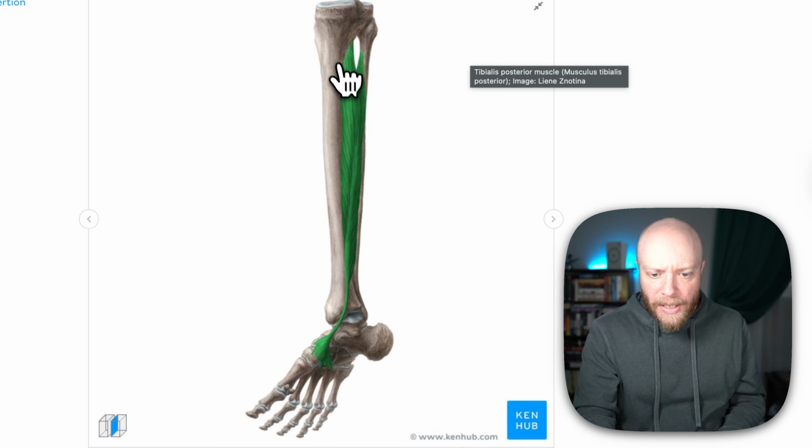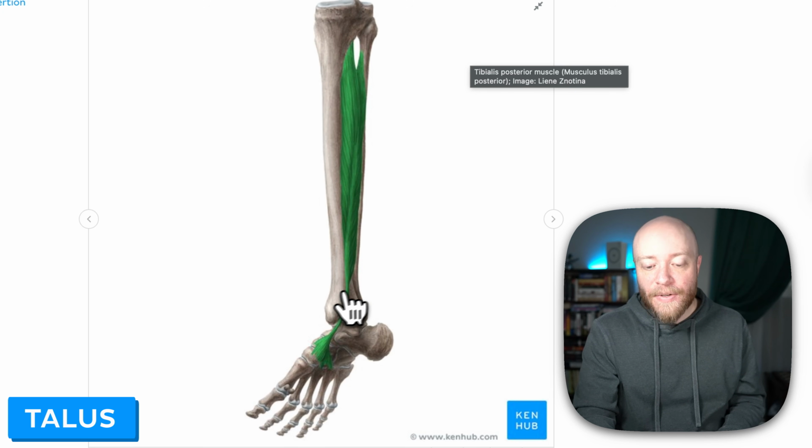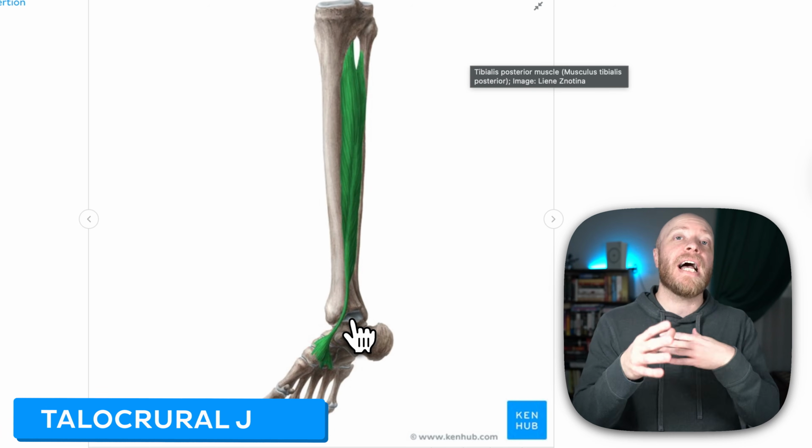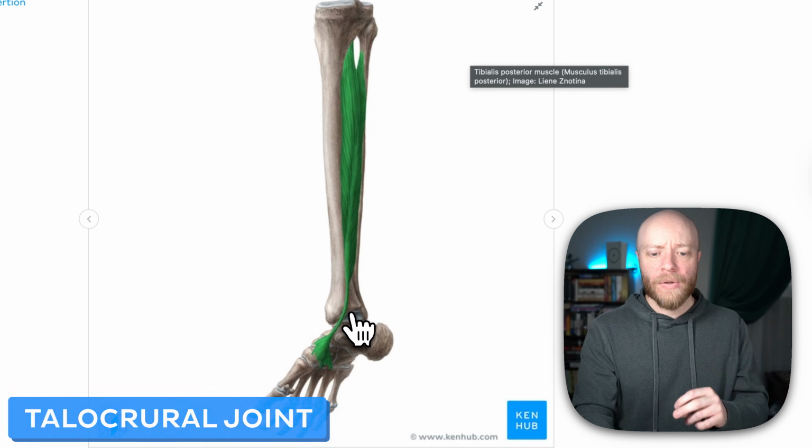So this right here, again, is the tibia. Then we have the fibula right here. And then right below it is the talus. And the talus forms the ankle joint with the tibia and fibula. We call that the talocrural joint, or the ankle joint.